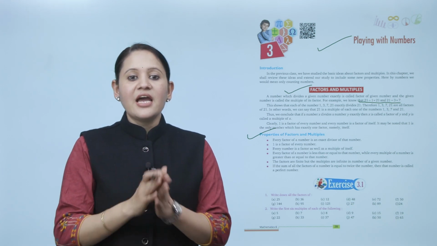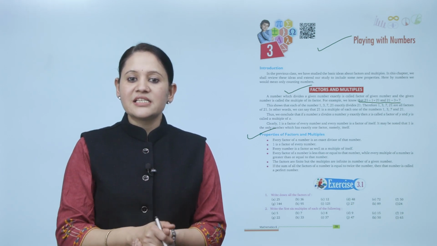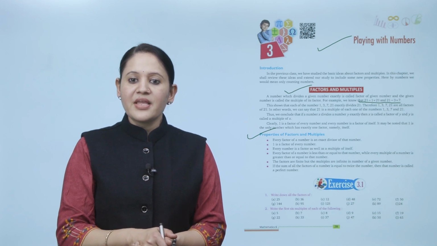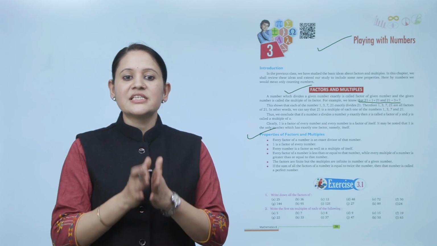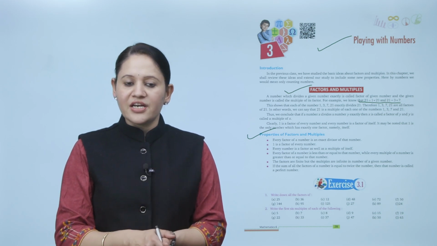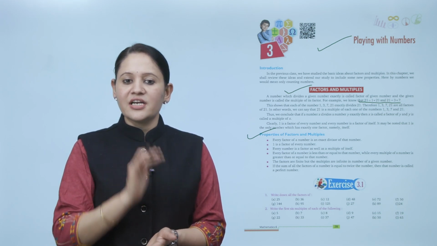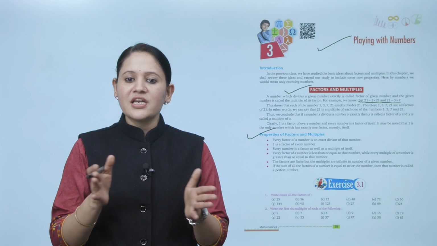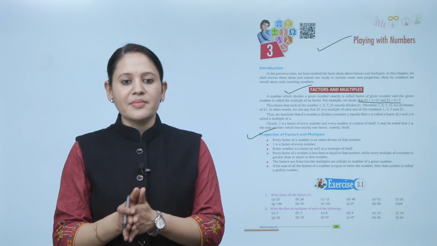Clear? Every factor of a number is less than or equal to the number, while every multiple of the number is greater than or equal to the number. The factors are finite. Factors are limited, finite, but the multiples of the given number are infinite.